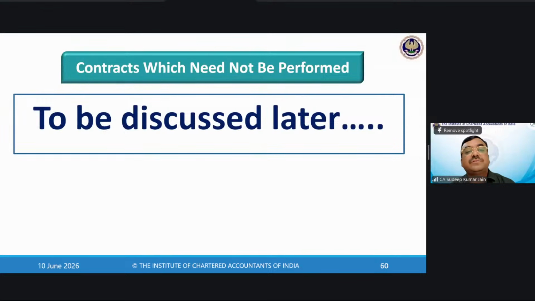Now the topic is contracts which need not be performed. This may be a direct question of 5 to 6 marks, but we can discuss this topic only after the discussion of discharge of contract. So first we discuss discharge of contract, then we will come to the contracts which need not be performed.